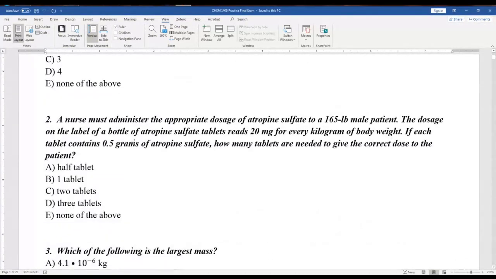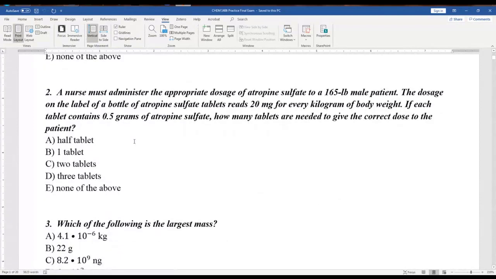Number 2 is a good example of a conversion problem. So we'll go ahead and start with this one. It says a nurse must administer the appropriate dosage of atropine sulfate to a 165-pound male patient. The dosage on the bottle is 20 milligrams for every kilogram of body weight. Each tablet contains 0.5 grams. How many tablets are needed to give the correct dose to the patient?